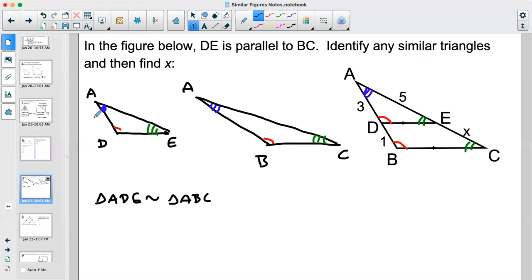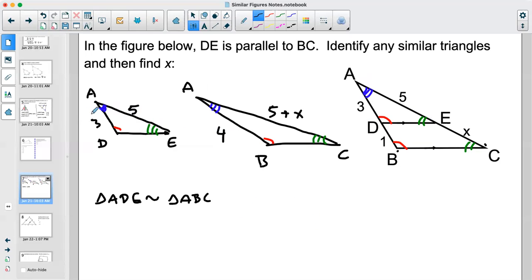Side AD is 3. Side AE is 5. Side AB, which is this side, is 3 plus 1, so that's 4. And side AC is 5 plus X. And now I can write my similarity statement.